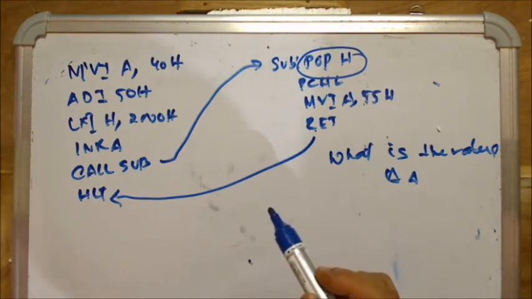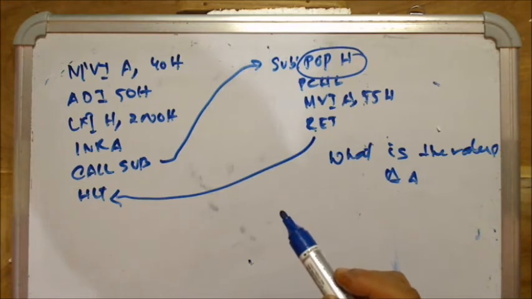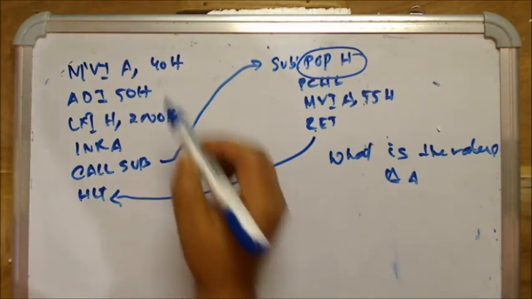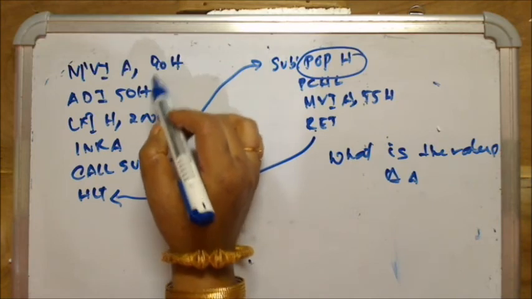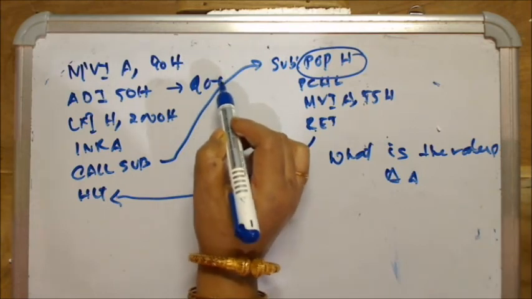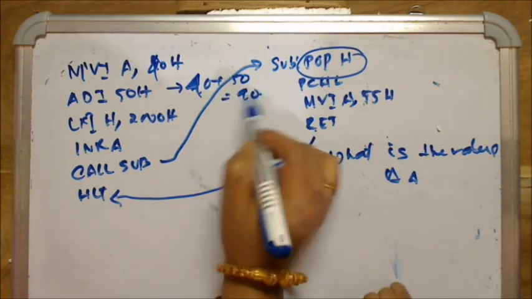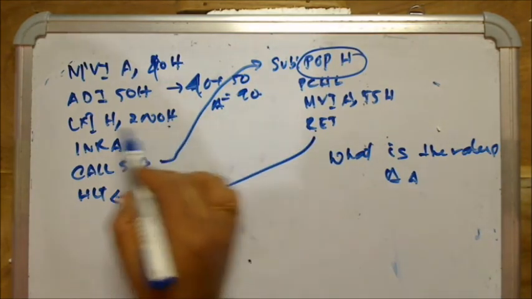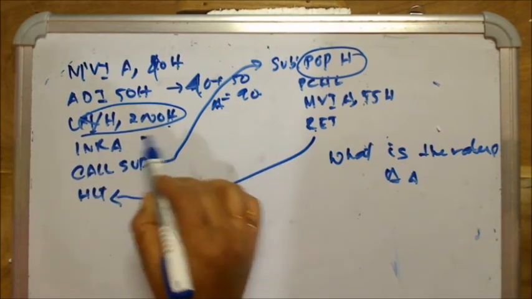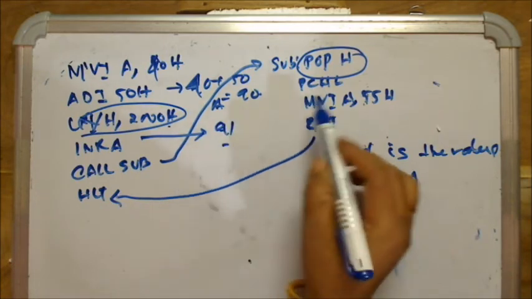HL has the return address, which means PC gets the return address. Understood? Suppose A is 40, then ADI 50 means 40 plus 50 is 90, so A is 90. Then LXI 2008, which is used only for confusing you, then INR A becomes 91, and then you call the subroutine.